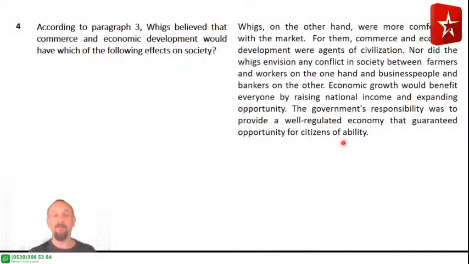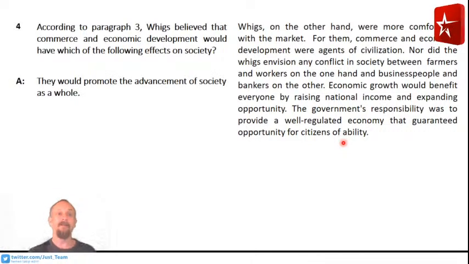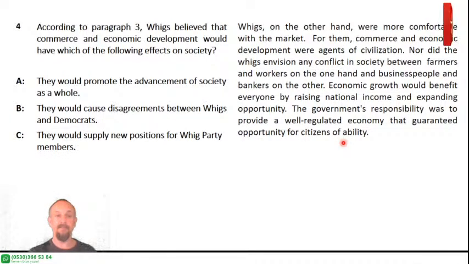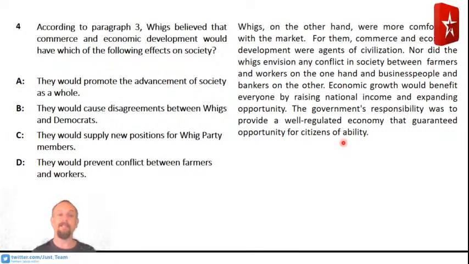So I think you all know what type of question this is. I'm not going to help you. I think you've got the main idea for those of you who are participating. Let's see how well you do with this question then. So according to paragraph 3, Whigs believe that commerce and economic development would have which of the following effects on society? We have A, they would promote the advancements of society as a whole. B, they would cause disagreements between Whigs and Democrats. C, they would supply new positions for Whig Party members. Or D, they would prevent conflict between farmers and workers.